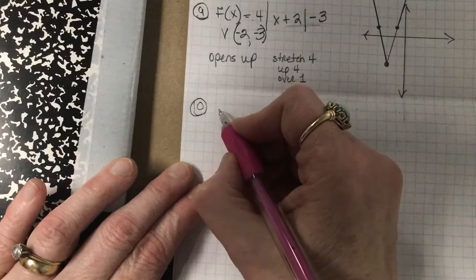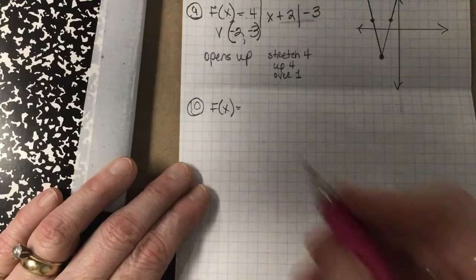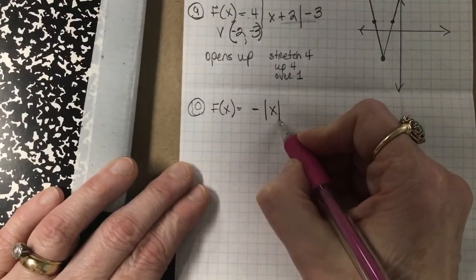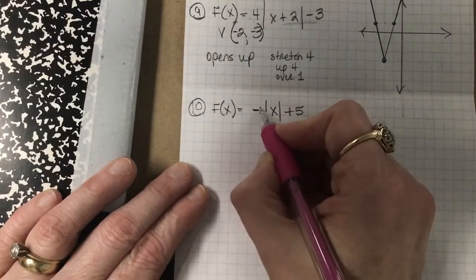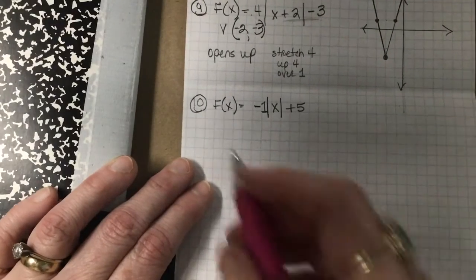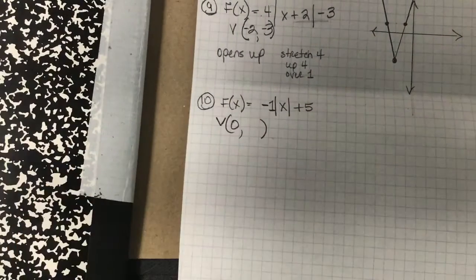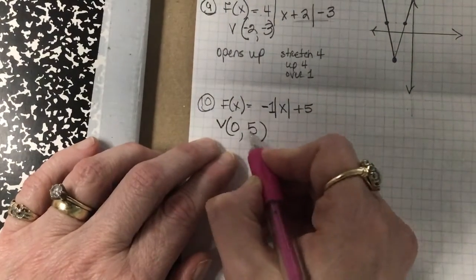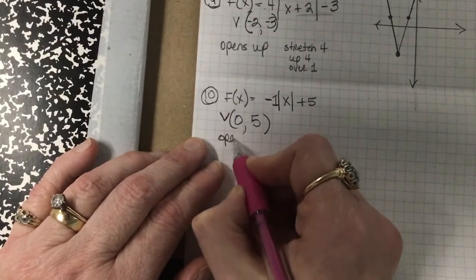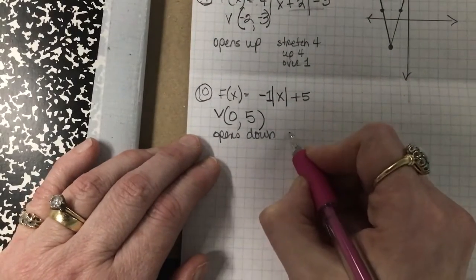F of x, and like I said, use your notes. F of x equals, now it's probably going to say negative absolute value of x plus 5. But there's an understood 1 right there. Remember, the parent has a 1 in front of it. So, what's the vertex? 0. So our y here is a 5, so the vertex is 0, 5. It's going to open down. Do you know why? And you can just say down if you want to there. And then the stretch is 1.